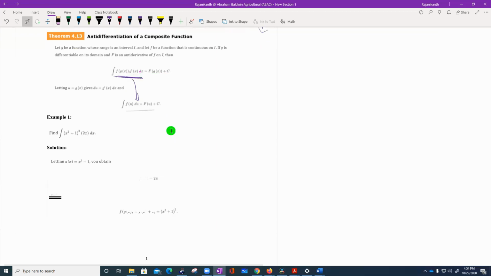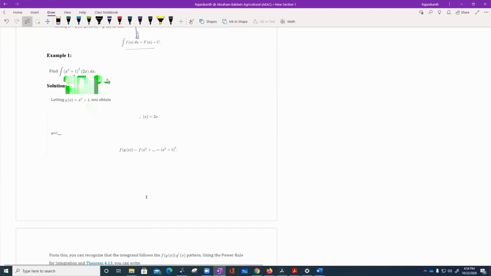Okay. Now look at this example. You are given a function like this, one function times another function, right? If you look carefully, if you let the g function be x squared plus 1, right? That means you could rewrite this problem as g function squared times g prime x dx, right?